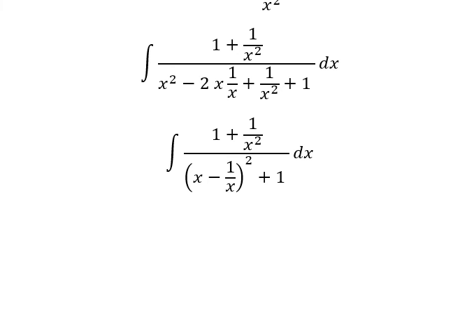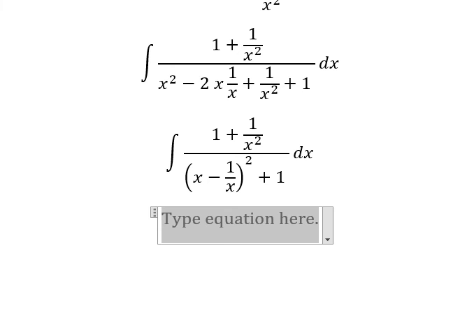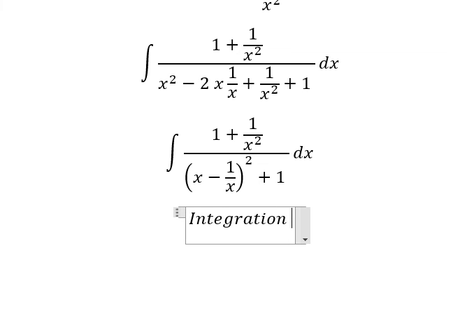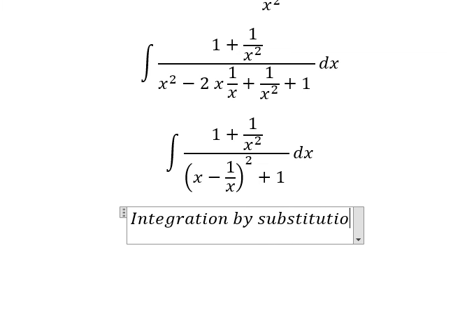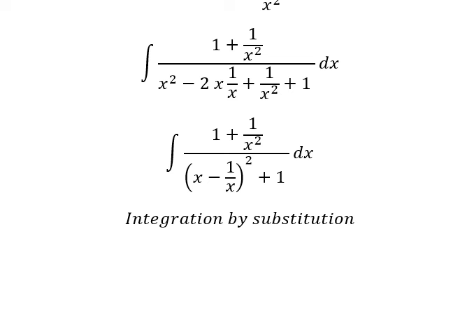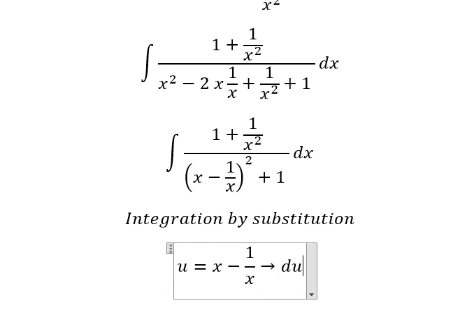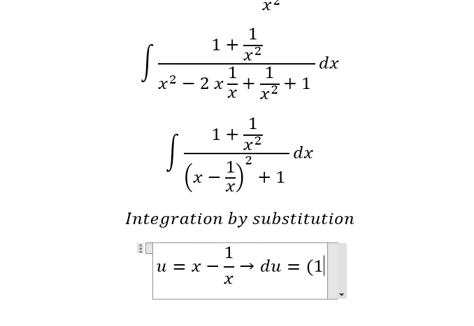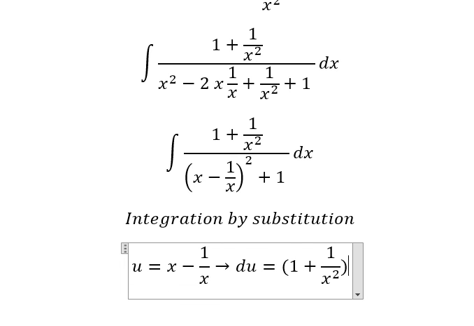Next, we need to use integration by substitution. So I will put u equals to s minus 1 over s. Later that we do first derivative for the both sides. And we have 1 plus 1 over s squared ds.